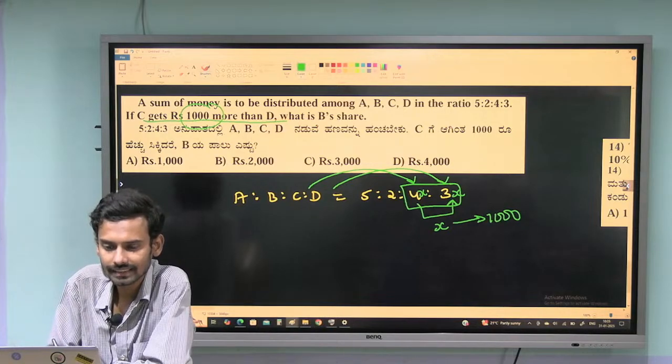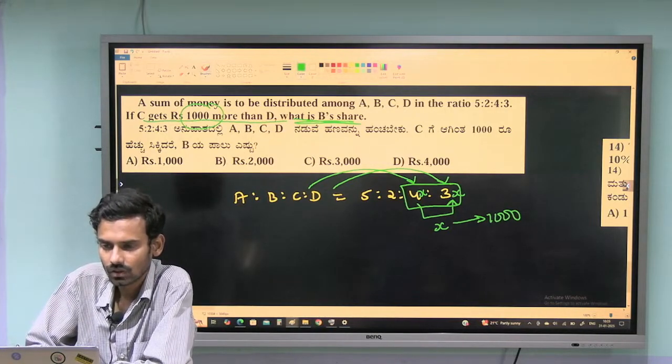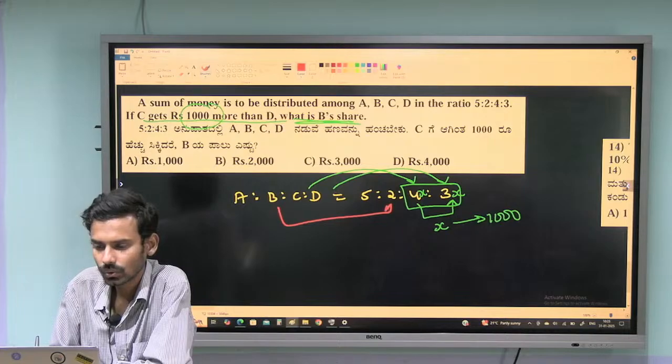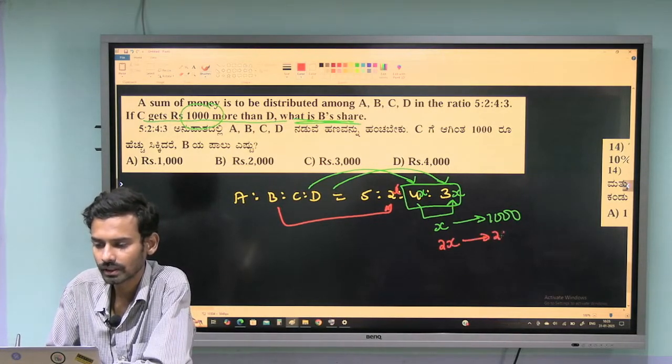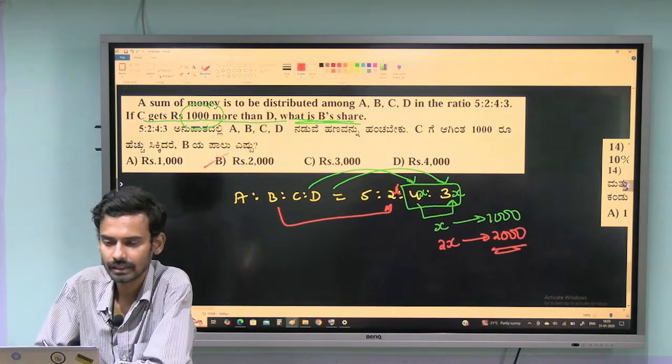Now the question is asking for B's share. According to the ratio, B is getting 2x. If the x value is 1000, then the 2x value should be equal to 2000. So the answer for this question will be 2000.